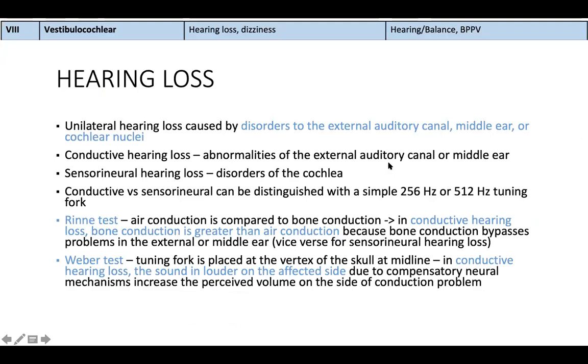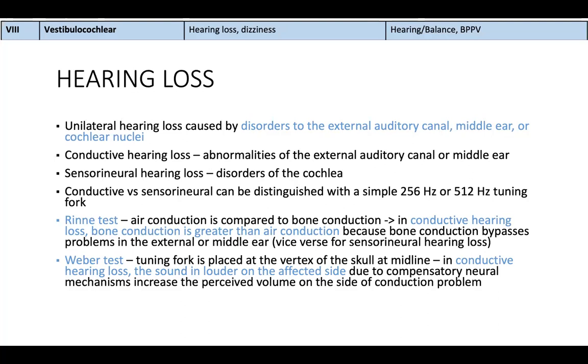Okay, cranial nerve 8, vestibulocochlear, hearing loss. So ways to test for hearing loss, we've got the Rinne test and the Weber test, and you learn this in EPC, and I hope you guys did well on your practical today.